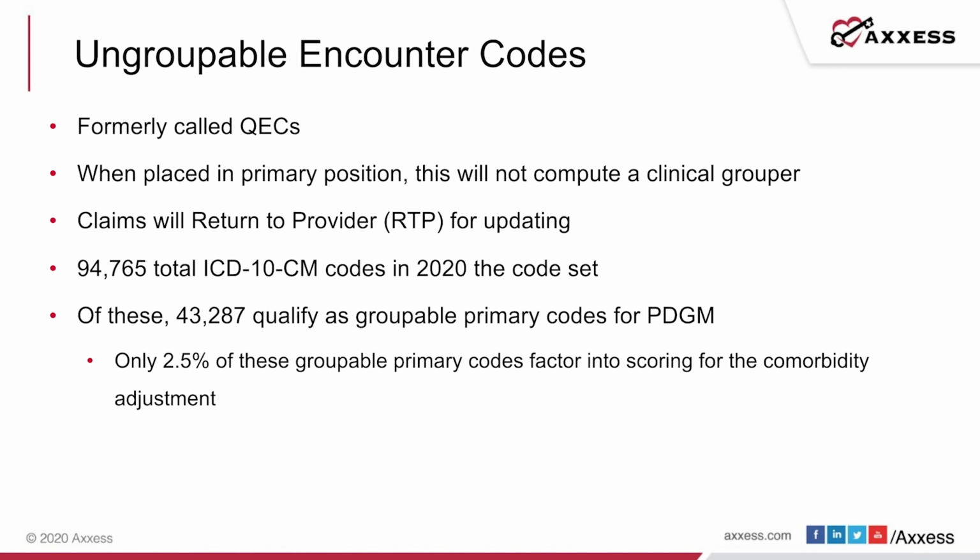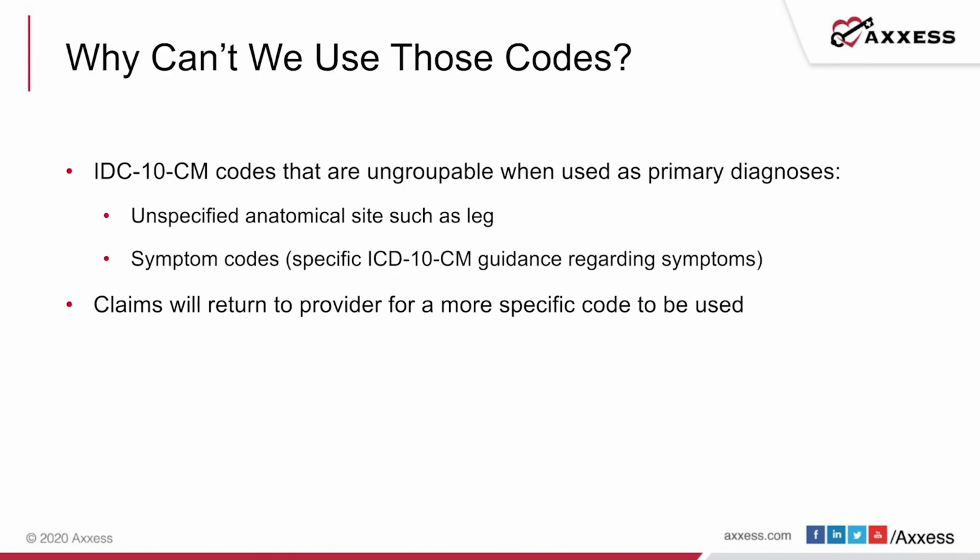There are a total of 94,765 ICD-10 codes in the 2020 code set, and of those, only 43,287 qualify as groupable primary codes for PDGM. And of those 43,000 plus codes, only about 2.5% of those will calculate or add into scoring for the comorbidity adjustment. So why can't you use those codes, those ungroupable or QEC codes?